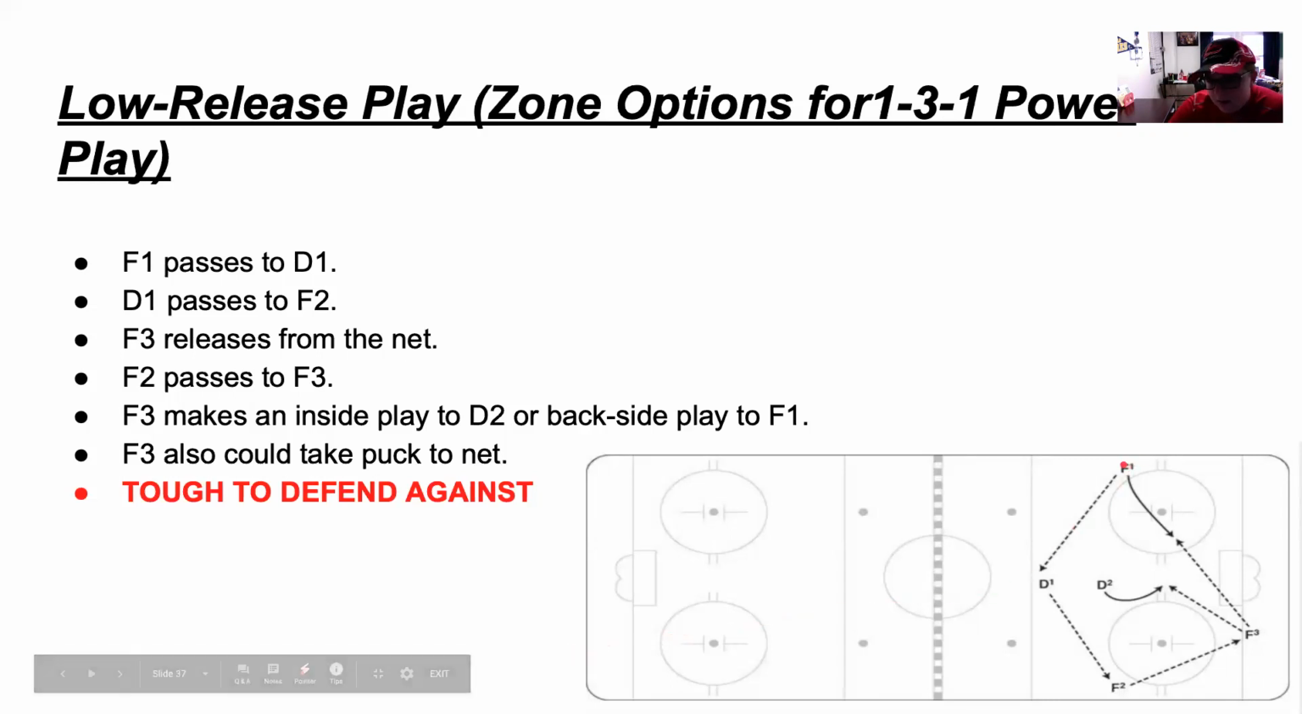Okay, F1 has the puck, so F1 is going to pass to D1, and F1 will stay here. D1 will make that pass to F2. F2 will make that pass to F3. F3 is going to make an inside play. Will either pass back to D2, who will be here for a one-time shot maybe, or a quick shot, or to F1. So once F3 gets the puck, D2 has to move up here, and F1 has to move up here to provide an option to pass to, and then either one will take a shot. And this is very tough to defend against because we're moving the puck so quickly and we're using angles and all that kind of stuff. And the PK is going to have a hard time covering us.